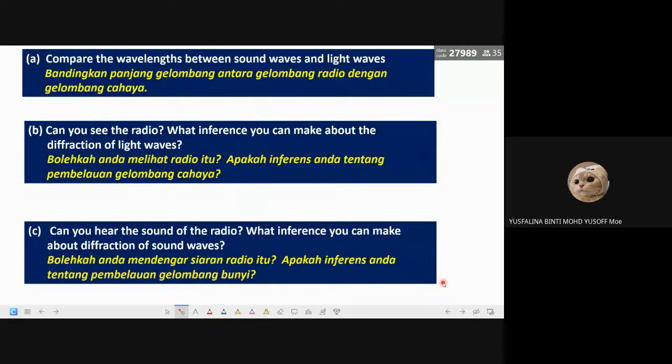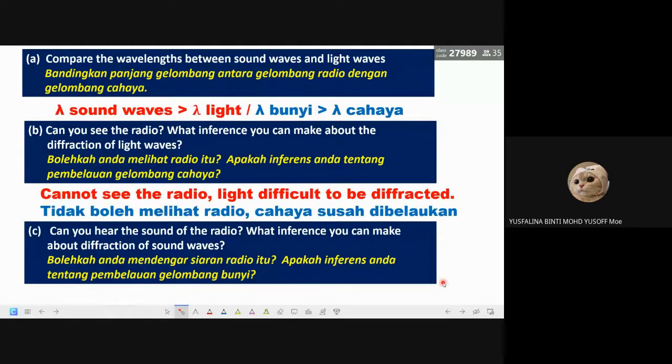So can you see the radio? And what inference can you make about the diffraction of light waves? When you stand at the corner, of course you cannot see the radio because the light is difficult to be diffracted. So why does this happen? If we compare, the wavelength of the light wave is very small.